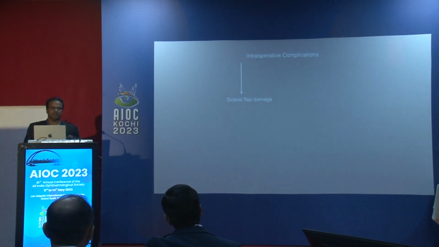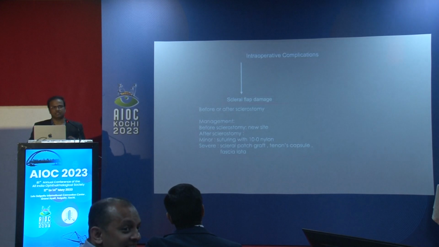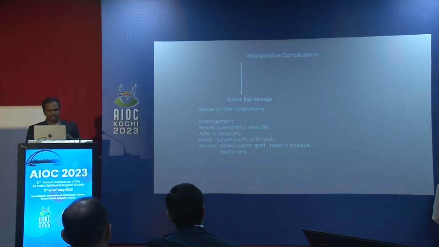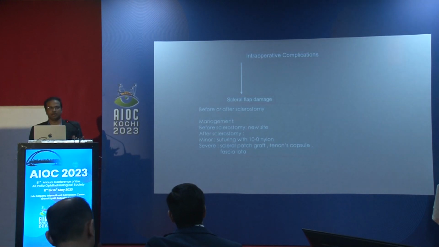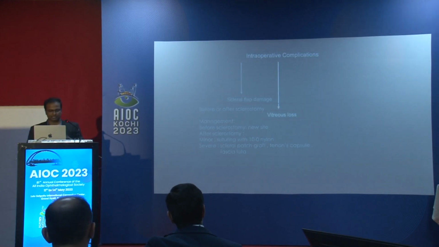Next is scleral flap damage. This can also happen. We have to see at what stage the scleral flap damage occurs and what the extent of the damage is. If the damage is small, we can repair it on the table. If it is larger, we also have to see whether we have created a sclerostomy or not. If not, we can move on to some other site and patch the area with a scleral patch graft if the damage is more. I'll show a video which can explain the procedure.